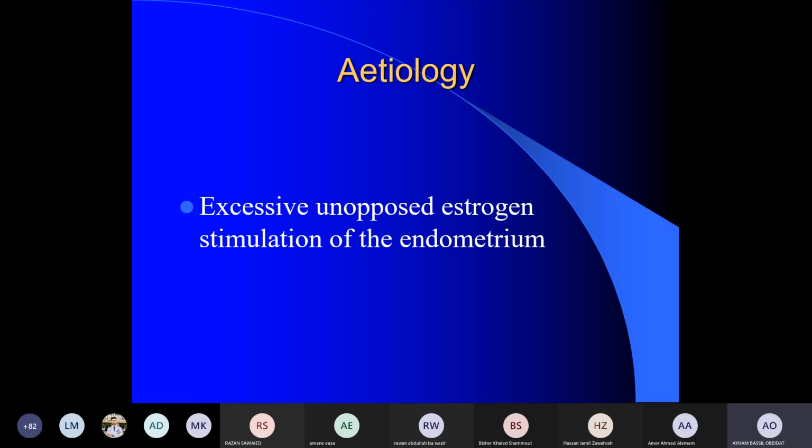So what about the type 1? What's the main etiology? To have a healthy endometrium, the endometrium has to be exposed to both estrogen and progesterone in constant proportion to each other. If your endometrium is exposed to estrogen alone, this is bad, and that can cause stimulation of the endometrium, which will lead to hyperplasia, and eventually it will lead to endometrial cancer. So progesterone can reverse this growth.